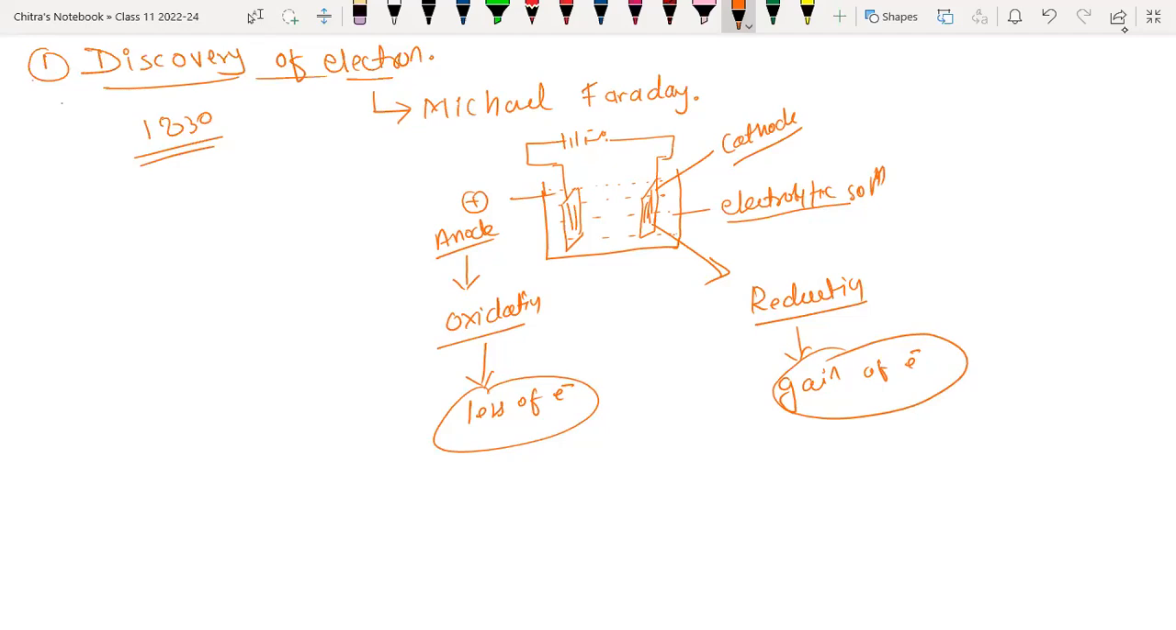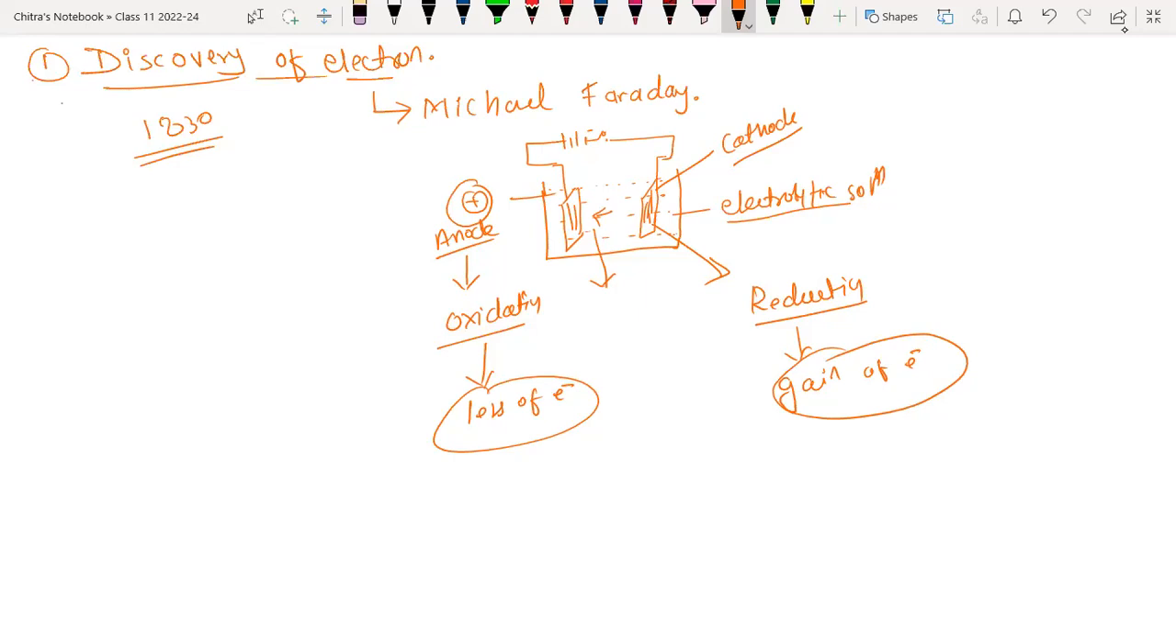And see, if the anode is here, then the negatively charged particles are going to be attracted. So these negatively charged particles are considered as electrons, which are responsible for carrying charges from one place to another, which results in nothing but the deposition of matter, or maybe liberation of gases.